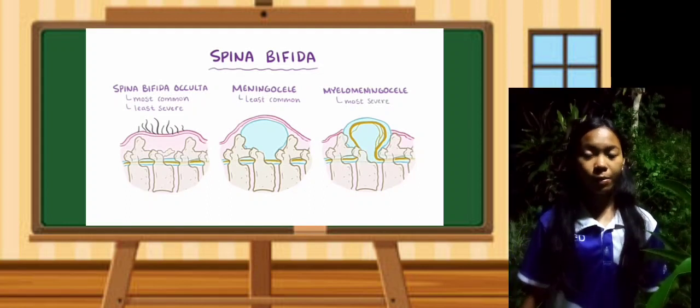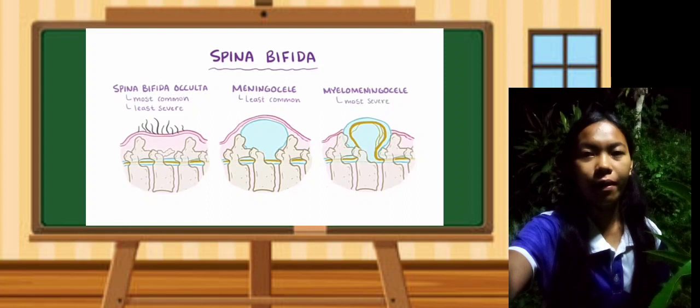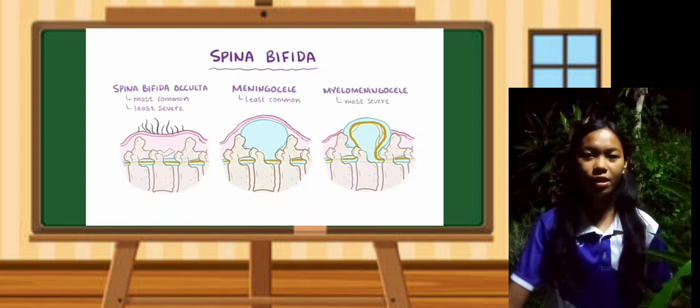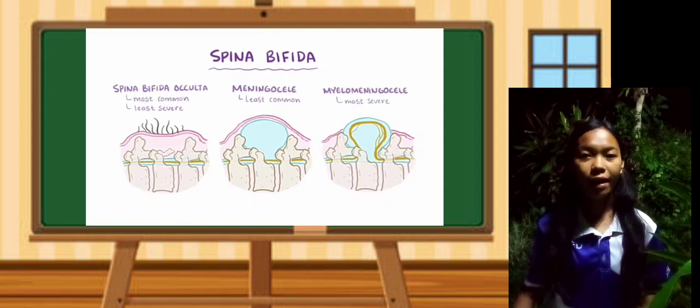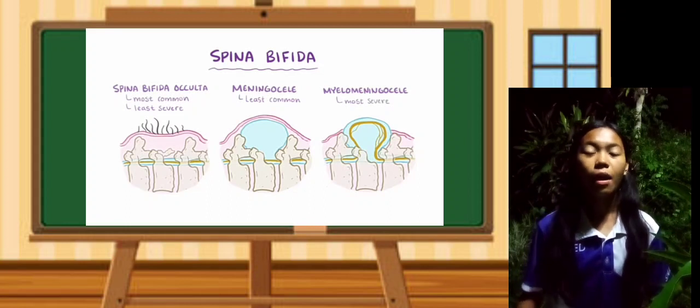The second one is meningocele. This rare type of spina bifida happens when a sac of spinal fluid, but not the spinal cord, pushes through an opening in the baby's back. Some people have few or no symptoms, while others have problems with their bladder and bowels.